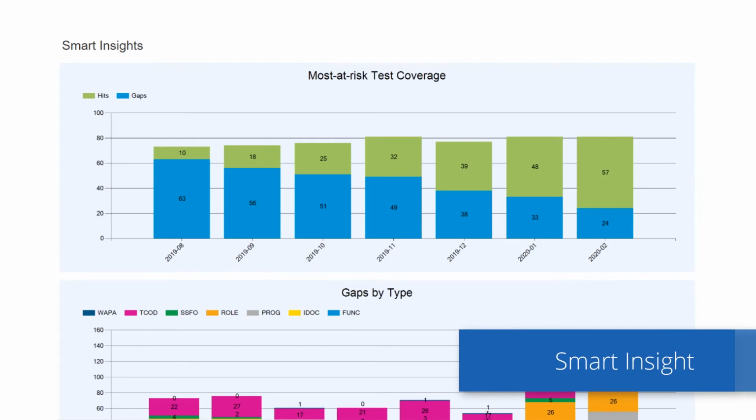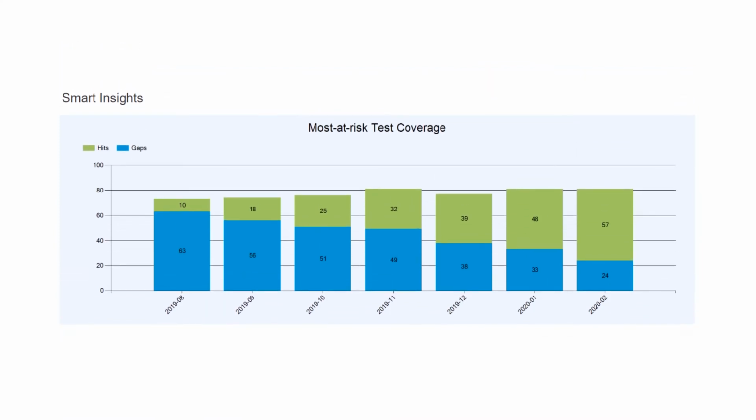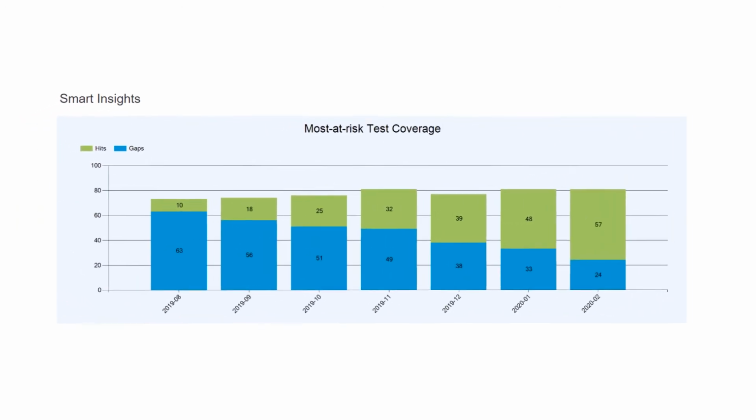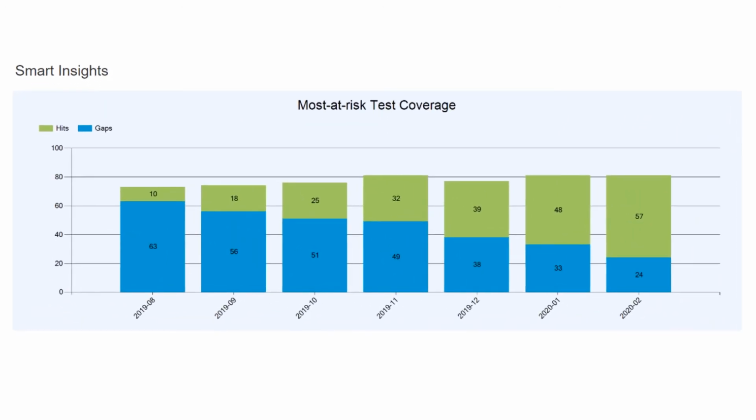Smart Insight adds the dimension of time to LiveCompare Smart Impact Analysis. Now, every time you run Smart Impact, LiveCompare stores most at-risk objects, along with their test coverage status. That way, you can track how hits and gaps, which are the affected objects as well as missing tests, trend over time. Here's a monthly assessment of most at-risk objects.